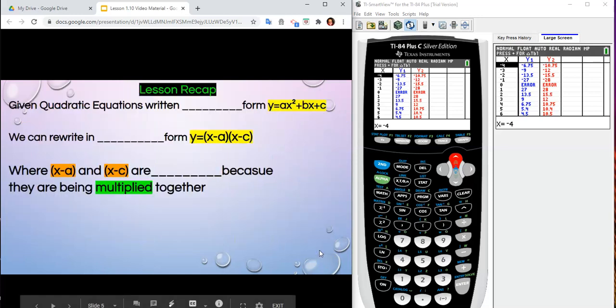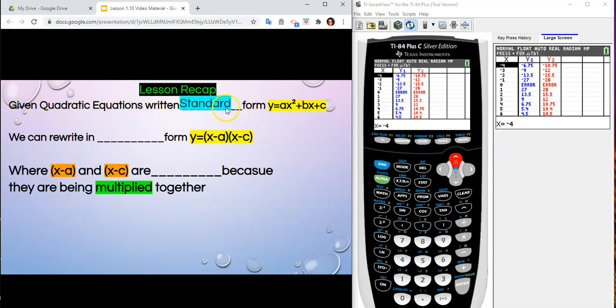All right, so let's do a lesson recap. So today we were able to take a quadratic equation that was written in standard form initially, and we were able to write that equation in factored form. All right, so it says given the quadratic equation written in standard form, that's what we did, we can rewrite in factored form, where x minus a and x minus c are factors because they are being multiplied together.